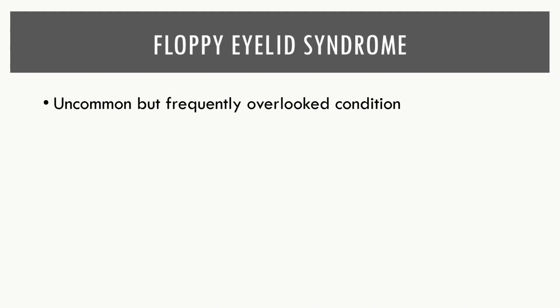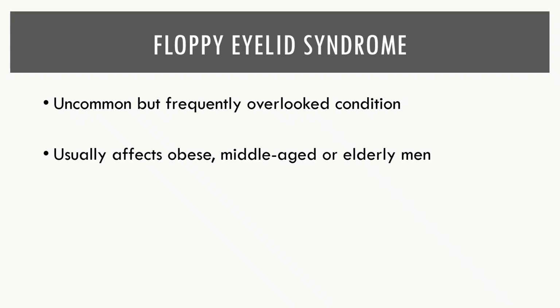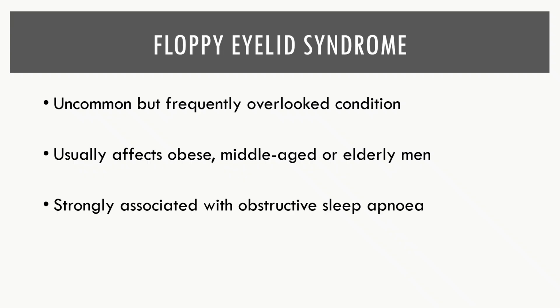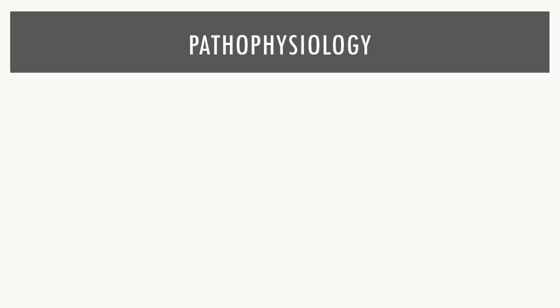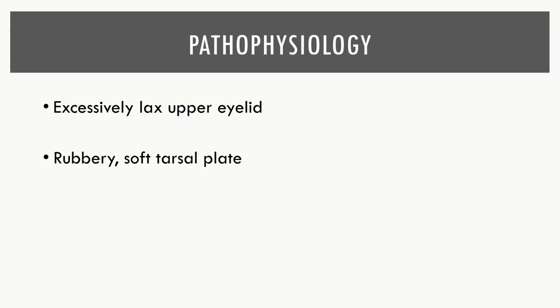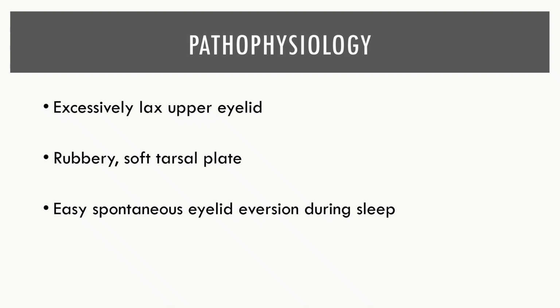Floppy eyelid syndrome is an uncommon but frequently overlooked condition. It usually affects obese, middle-aged or elderly men and is strongly associated with obstructive sleep apnea. It is characterized by excessively lax upper eyelid, rubbery soft tarsal plate, and easy spontaneous eyelid eversion during sleep. Chronic nocturnal eyelid eversion leads to conjunctival inflammation and ocular surface diseases.